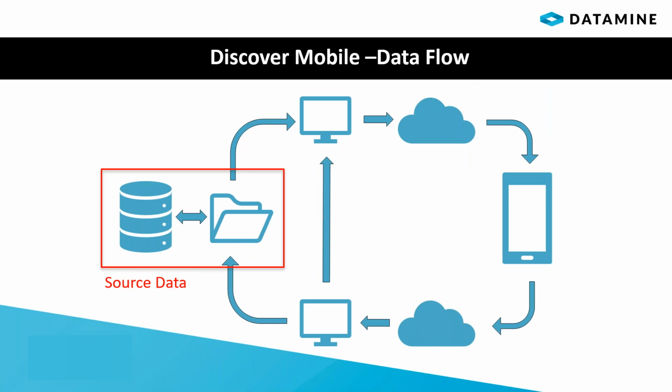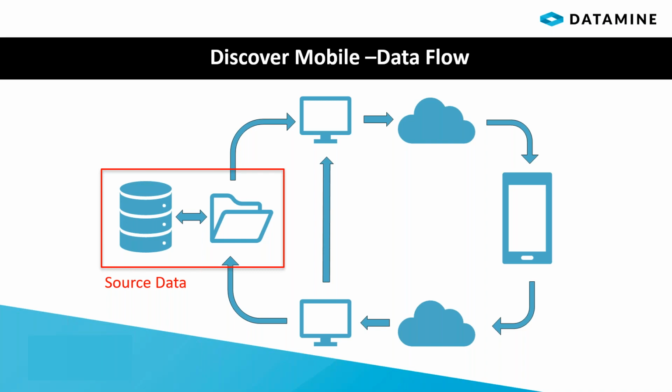So this is the workflow or the data flow. As mentioned, I think the biggest benefit is this whole streamlined process, going from office to field and back to office seamlessly without any clunky file conversions and other similar hiccups. So the way the data flow starts in a Discover Mobile project will be with your source data.